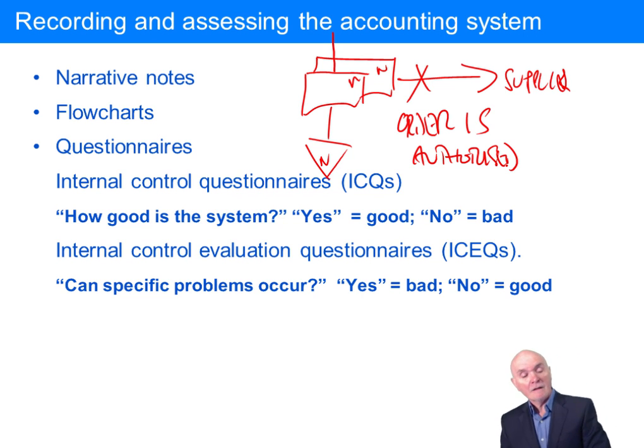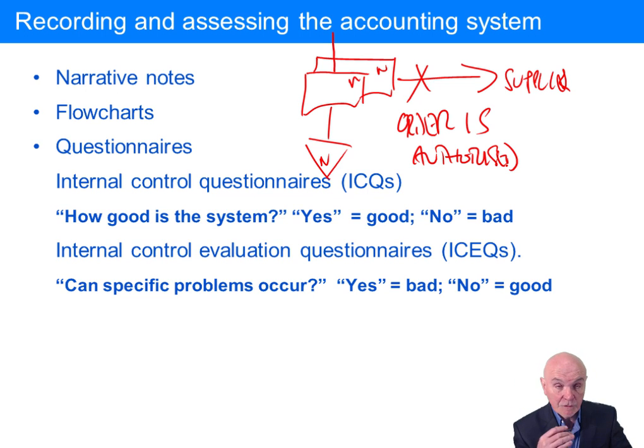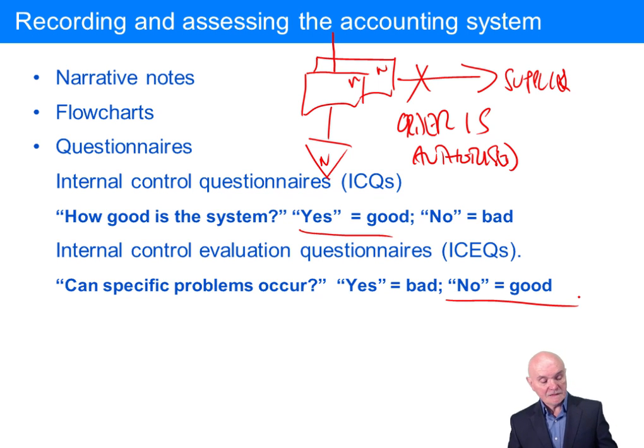The third method is questionnaires, and there are 2 forms of questionnaires: an internal control questionnaire and an internal control evaluation questionnaire. In an internal control questionnaire, what's a good sign is the answer yes. This means that a particular control is present and should be operating. In an internal control evaluation questionnaire, the answer you want is really no. It's really saying, could a particular problem occur?